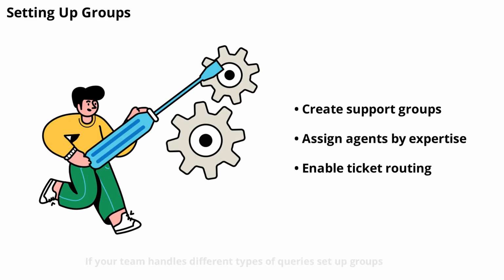If your team handles different types of queries, set up groups. In the Admin area, click Groups and create categories like technical support or billing. Assign agents to each group based on their expertise. This way, tickets can be automatically routed to the right team, improving response times and customer satisfaction.